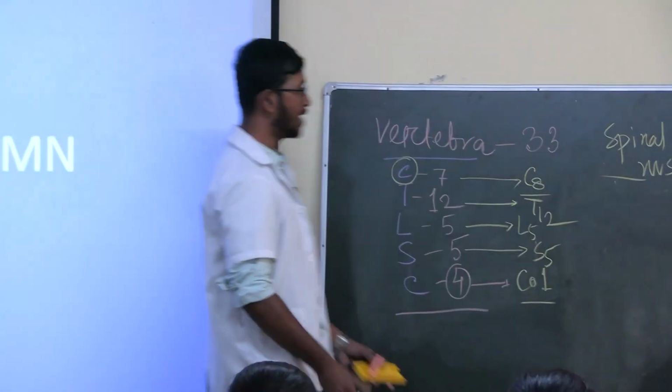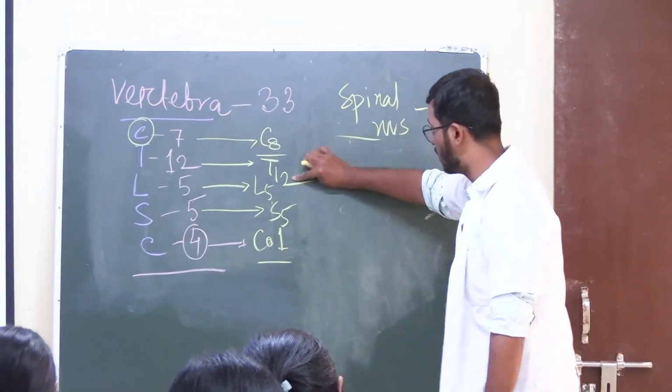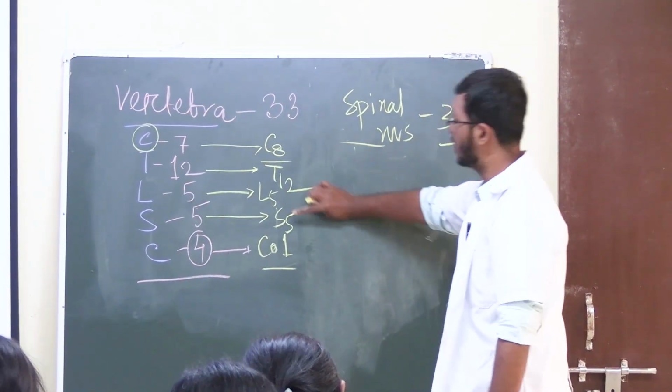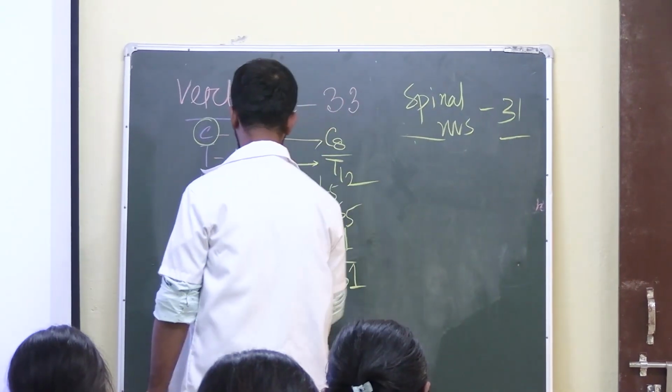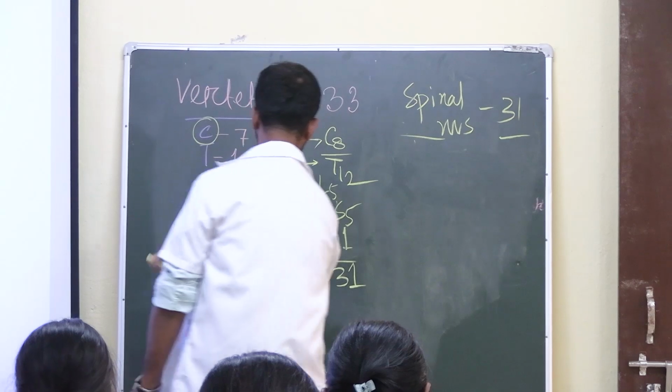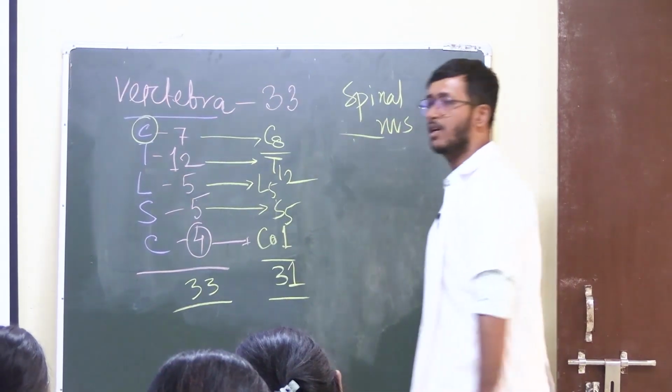So how many spinal nerves in total did we get? 8 plus 12 is 20, 25, 30, 31. So in total we got 33 vertebrae at birth, and we got 31 spinal nerves.